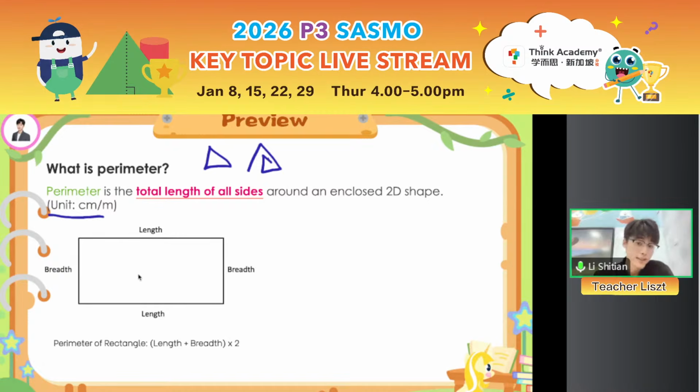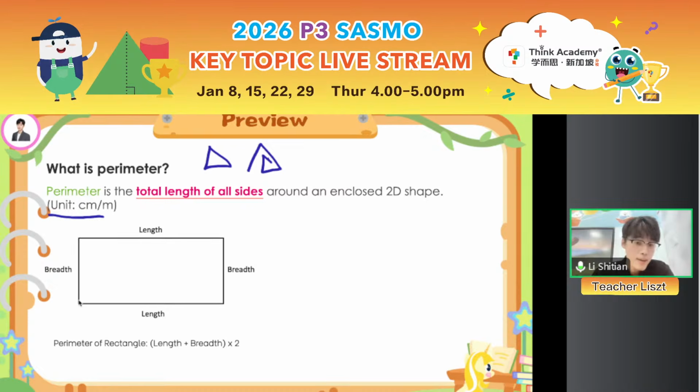What's the name of this shape? Do you still remember? It is called the rectangle, right? This side is called the length, this side is called the breadth, this side the length, this side the breadth. I want to find the parameter of the rectangle. How can I find it? Use length plus breadth, plus length, plus breadth. But this process is very complex, so can we simplify it? Of course. We can just find one length plus one breadth, then times 2. Then we get the parameter of it.